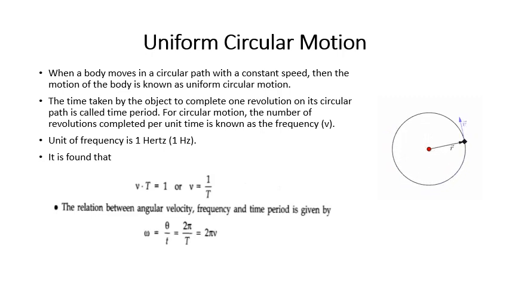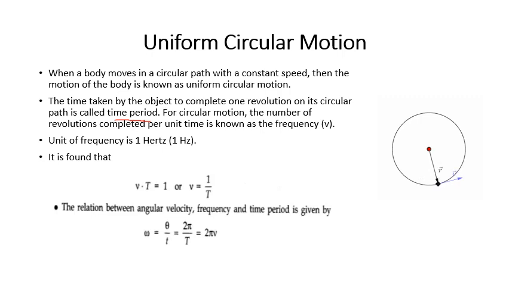The time taken by the object to complete one revolution on its circular path is called time period.